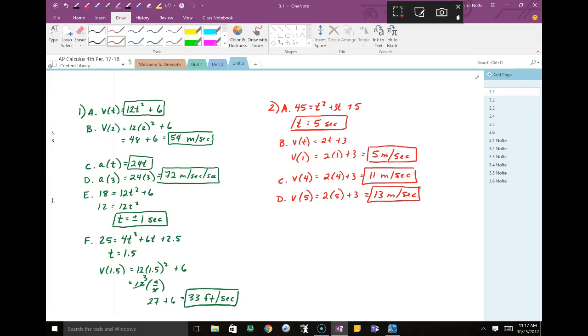So just to clarify, what is the difference between B and C and then D? How fast is the balloon going versus what is the velocity? What's the difference between those two questions? It's a speed question, okay, which means if we would have gotten a negative number, we would turn it positive and then it would tell us how fast.